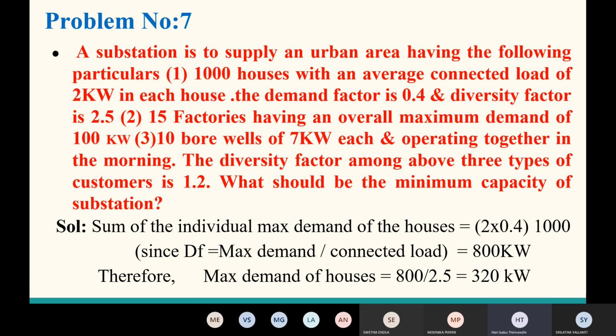To find the capacity, that is nothing but to find the rating of the substation. First of all, they have given individual demands: 1000 houses, bore wells, and 15 factories. So we have to find the sum of individual maximum demands. Why? Because they have given the diversity factor.